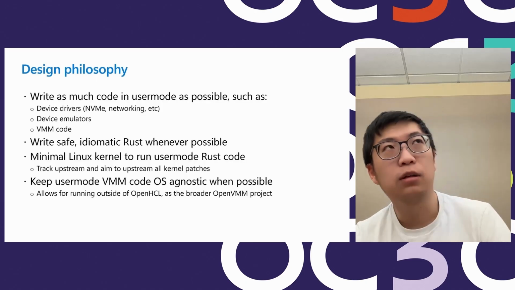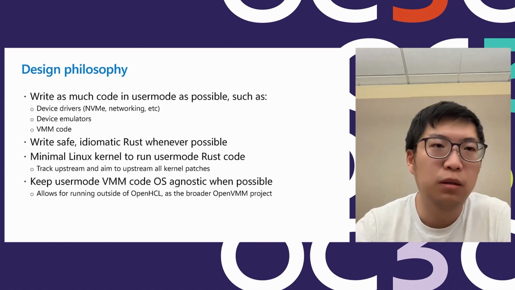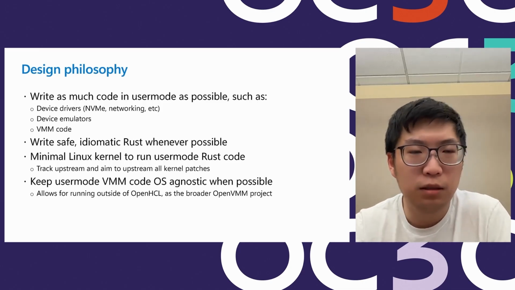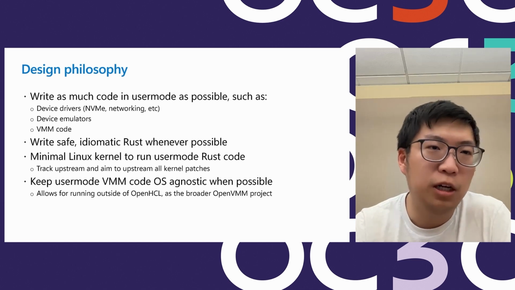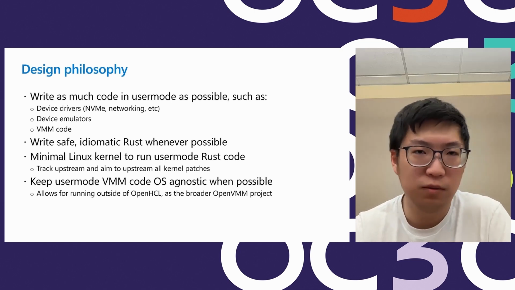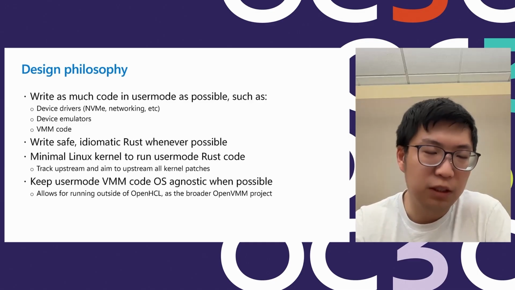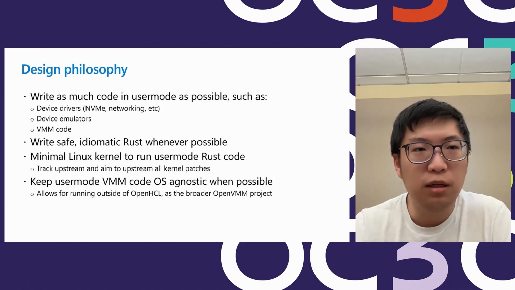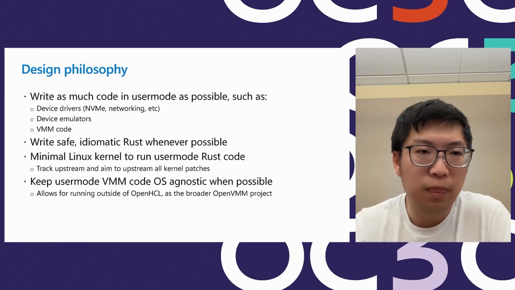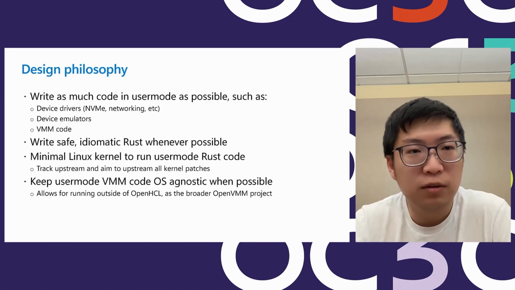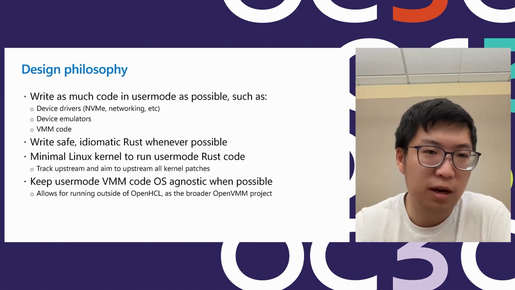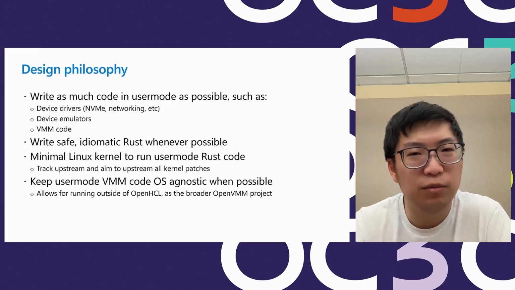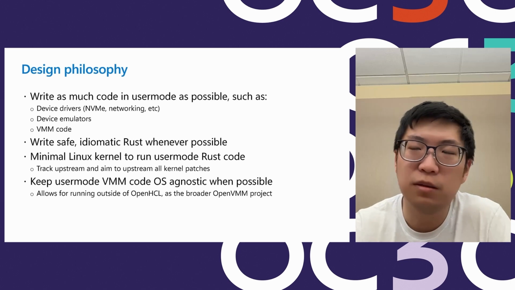So what is our design philosophy around OpenHCL? Well, you want to write as much code in user mode as possible. And when you think about the previous slide, that's why we have all these different user mode components. This includes things like device drivers, virtualization and machine management code, VMM code, and the different device emulators like VTPM, serial, etc. We really want to write user mode code, because then we can write a lot of safe, idiomatic Rust wherever we can. We don't want to write unsafe Rust. If we did, we kind of defeated the point of writing the Paravisor in Rust in the first place.